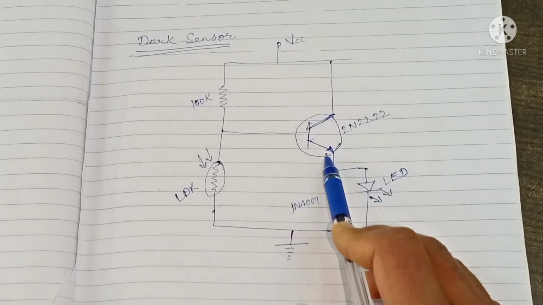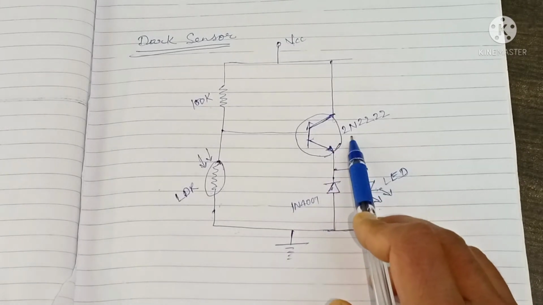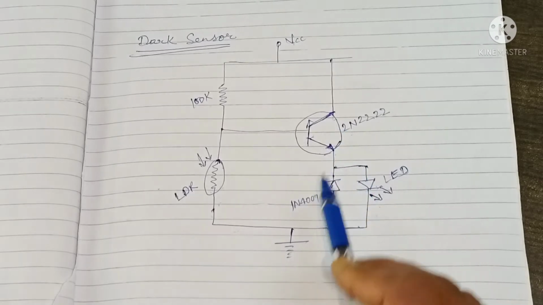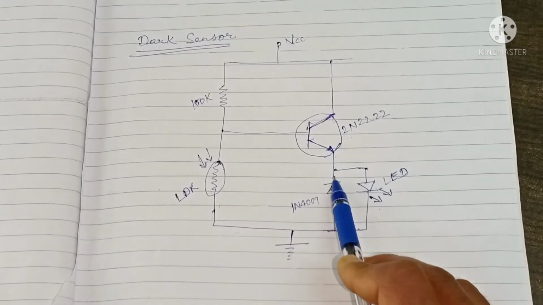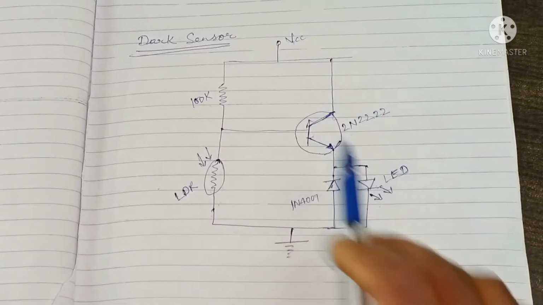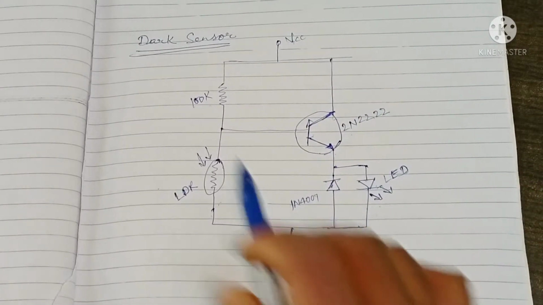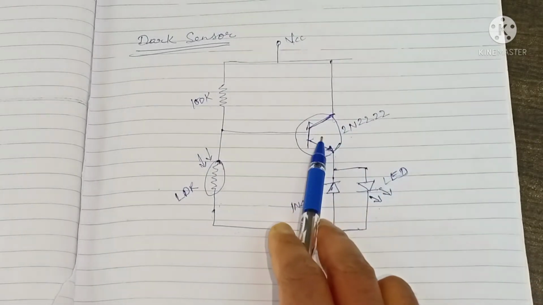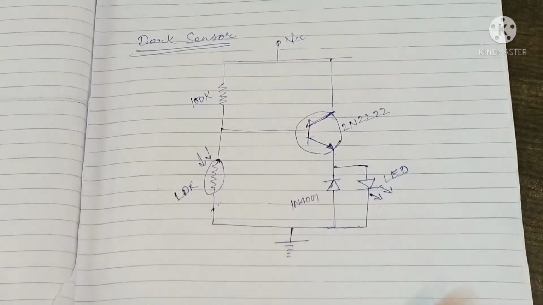that much current this transistor can hold, because this is not a power transistor. For high current we will use a power transistor, which I will also explain later on. Since low current flows through this transistor, it is sufficient for this LED for making this dark sensor. In another video I will explain how we can use a power transistor to turn on and off high power electric devices or machines.